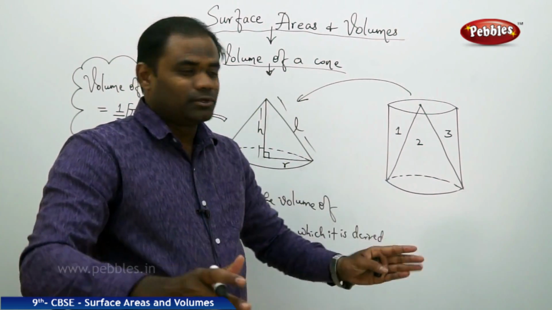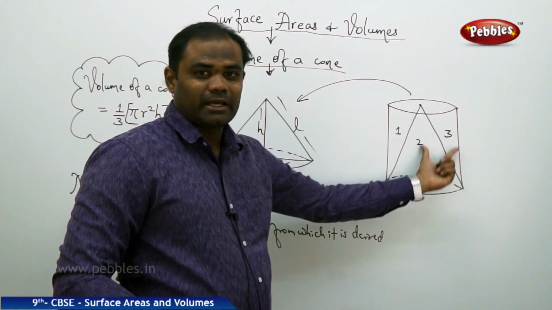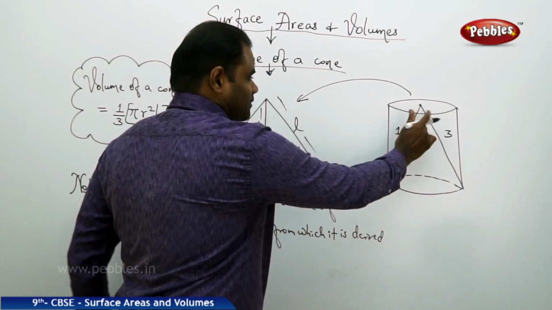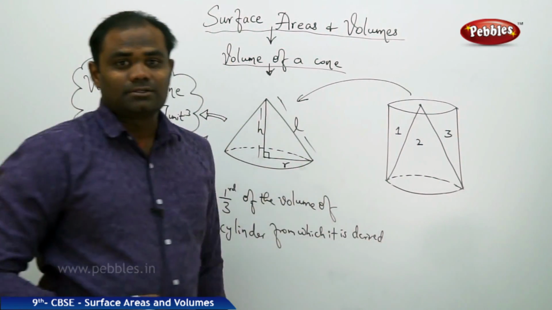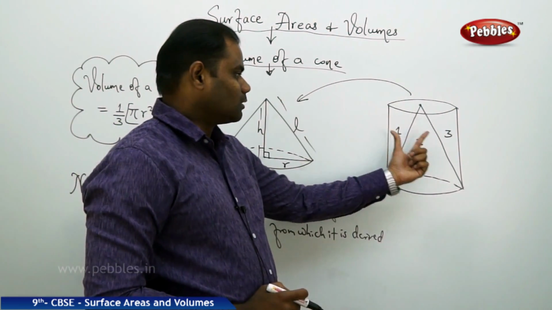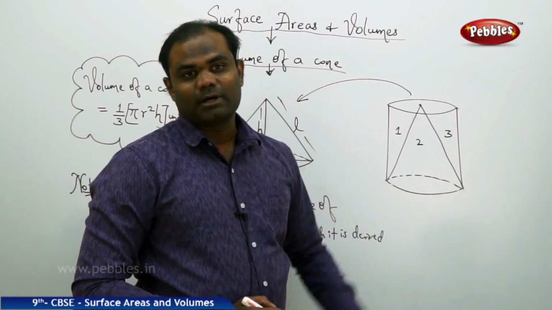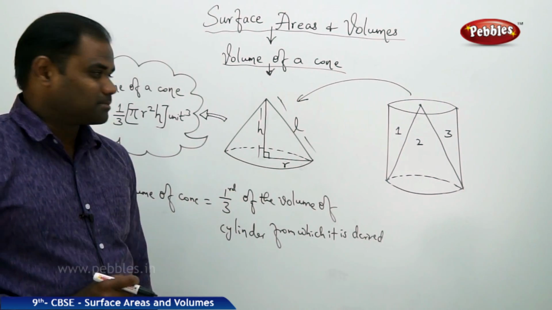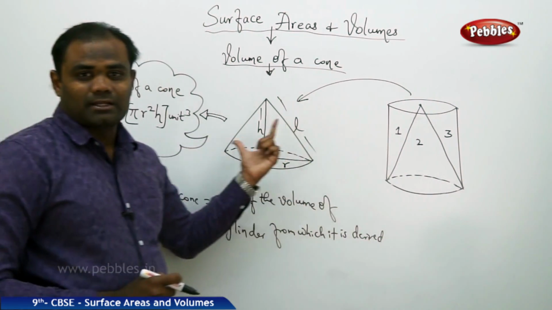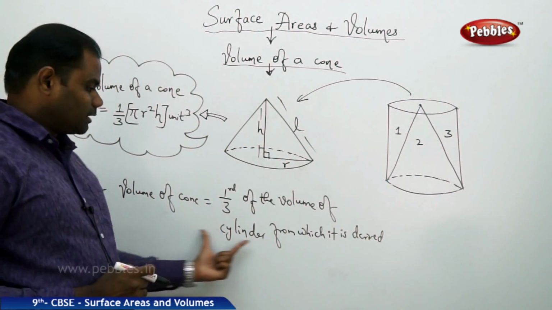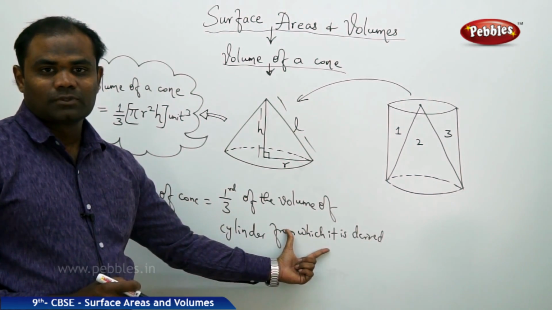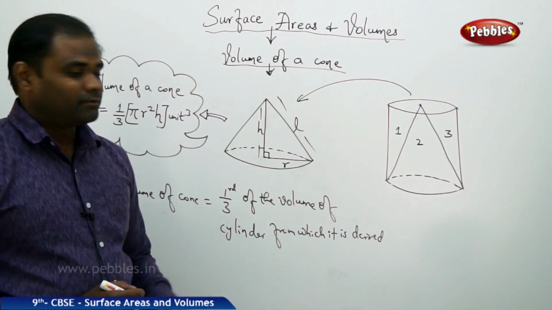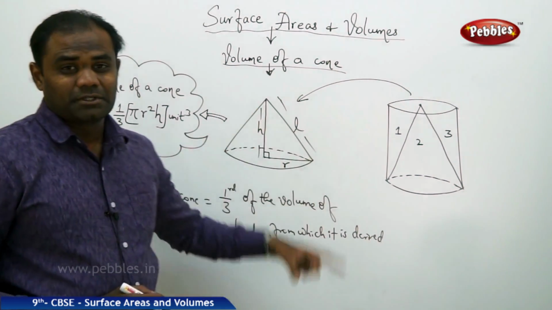Cut the cone, you get 3 equal parts, and hence the volume of a cone would be exactly 1/3 of the entire cylinder, covering part 1, part 2 and part 3. This is how we understand a very important geometrical concept connecting a cylinder and a cone, given by this relation. Volume of a cone is 1/3 pi r square h, where r is the radius and h is the height of the cone.